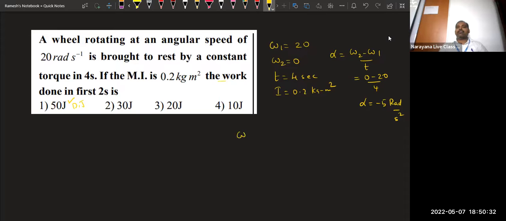Work done in first 2 seconds. I have to find the angular speed after 2 seconds. What formula do I have to use? Omega 1 plus alpha t only, no? Similar to v equals u plus at only, no? Yes or no? Omega 1 value, how much?